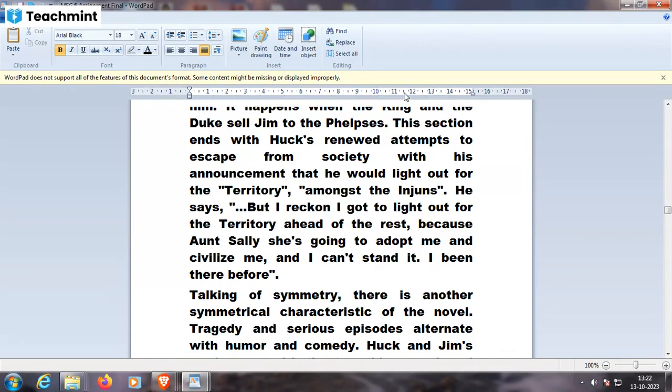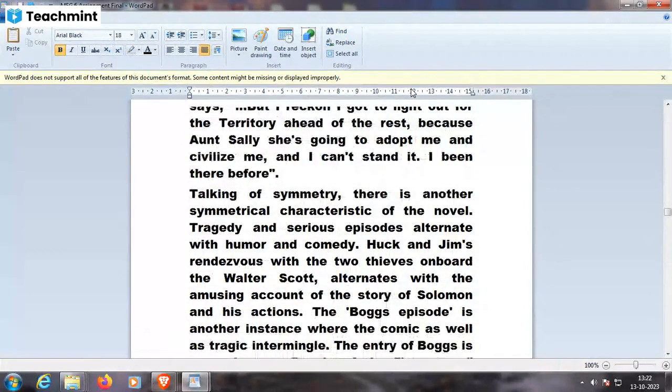Talking of symmetry, there is another symmetrical characteristic of the novel. Tragedy and serious episodes alternate with humor and comedy. Huck and Jim's rendezvous with the two thieves on board the Walter Scott alternates with the amusing account of the story of Solomon and his actions. The Boggs episode is another instance where the comic as well as tragic intermingle.